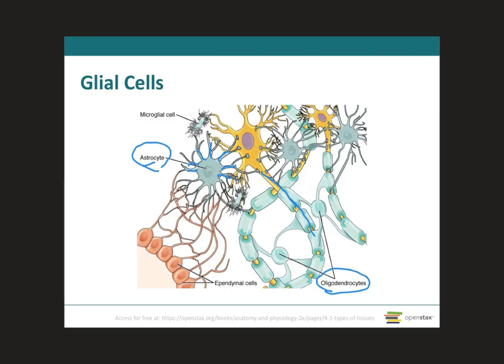Then we have the microglial cells, which basically are macrophages of the central nervous system. So if there's an infection, that's when you're going to have the microglial cells acting on this infection. And lastly, we have the ependymal cells, which are important, for example, for the production of CSF, which is the cerebrospinal fluid.